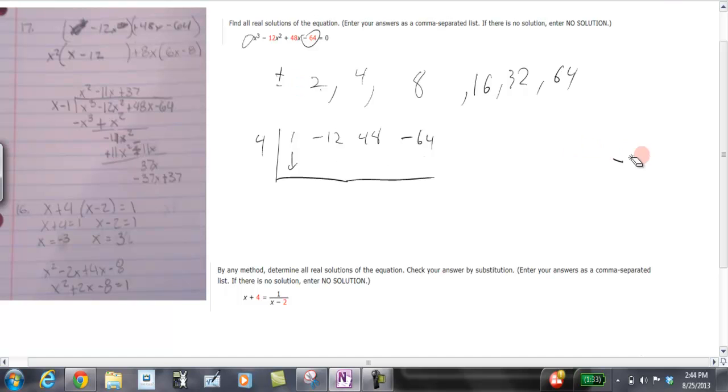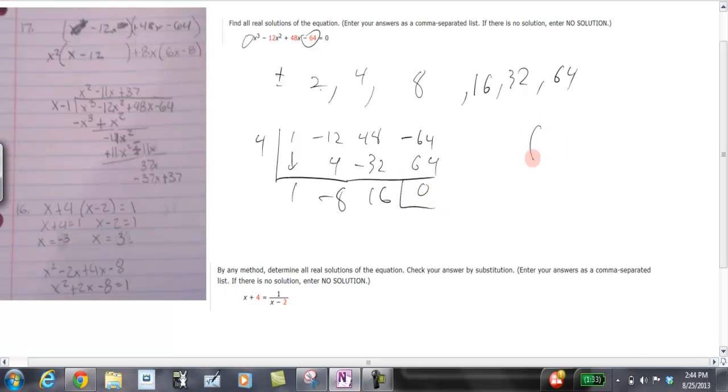Okay, I changed my mind. I'm going to take you through the right answer now. If you want to follow, the answer is going to be 4. So when we do this, 1 times 4 is 4. Then we add these, that makes negative 8. Negative 8 times 4 is negative 32. So when I add those, I get positive 16. 16 times 4 is 64. So when I add those, I get 0.